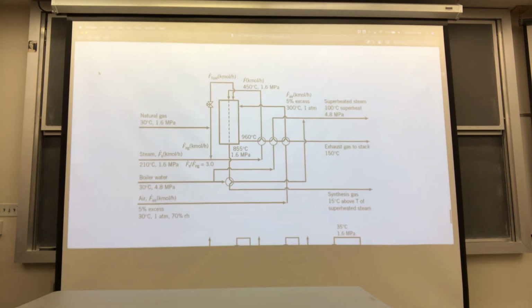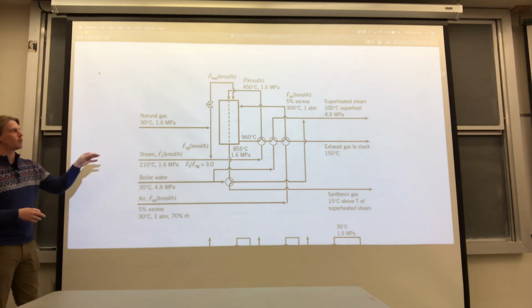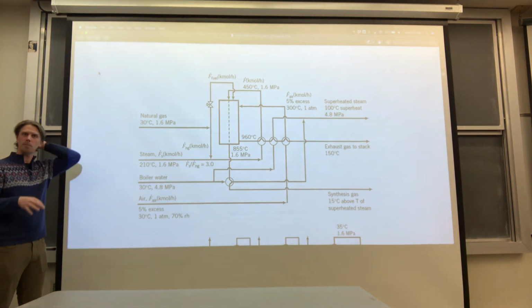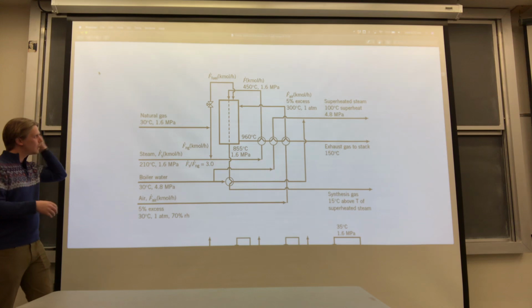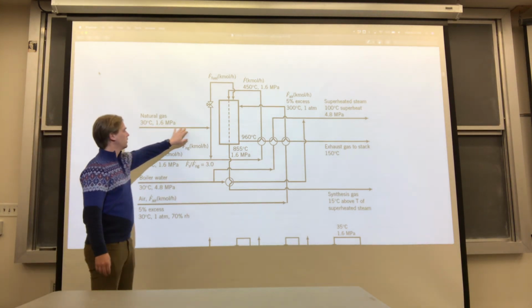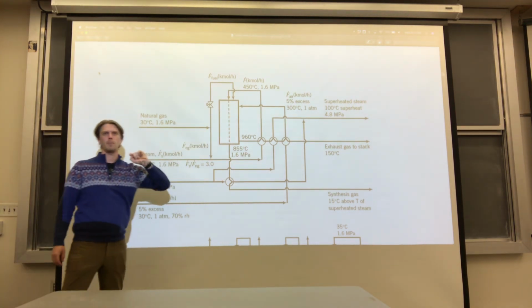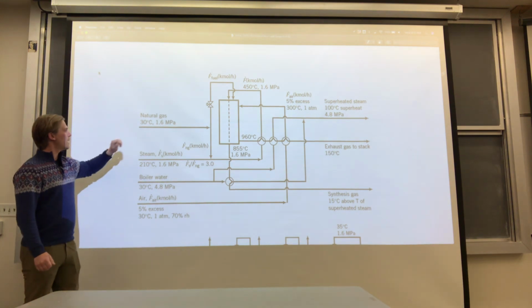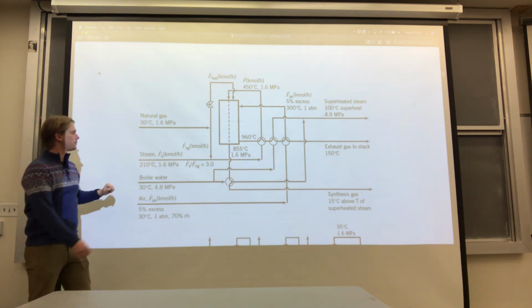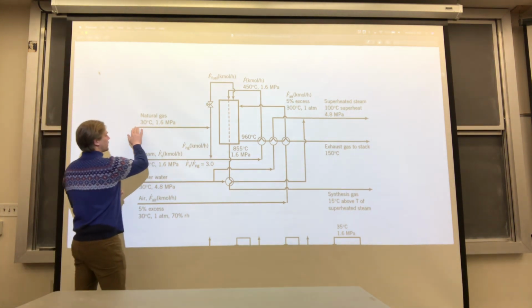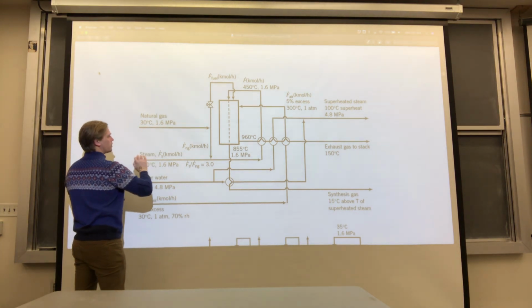Okay? So this one here is sort of showing the whole thing, but we have breakdowns here of the individual processes. This is the steam reforming reactor. And I want to cover a couple of things that may be confusing. So we have natural gas, right? This is a commodity that is going to be purchased. We have the steam. The natural gas comes in at 30 degrees C, 1.6 megapascals.